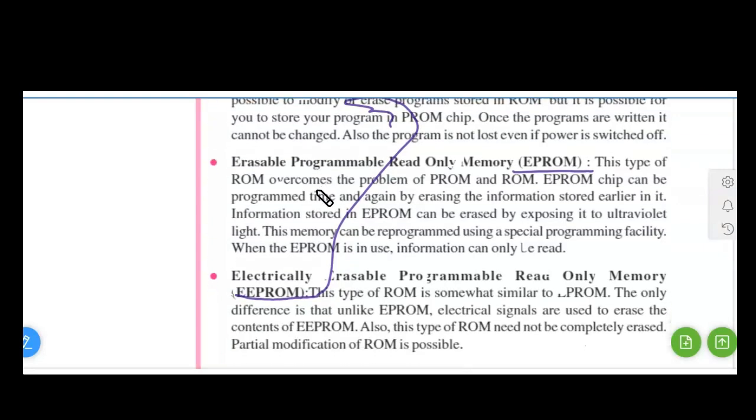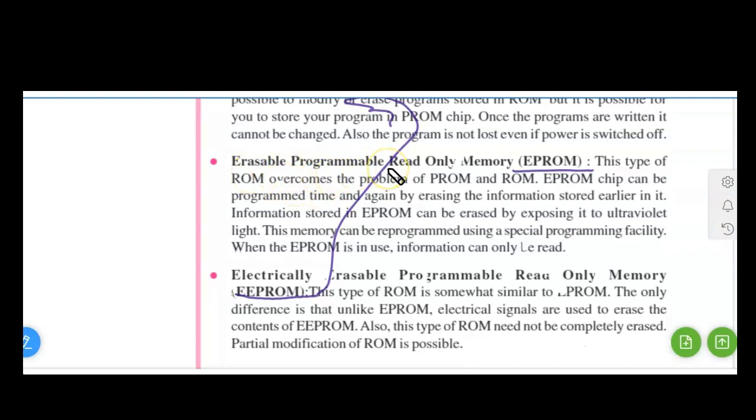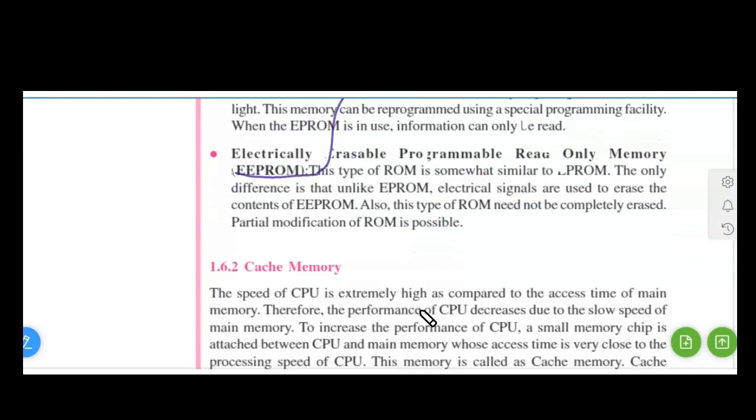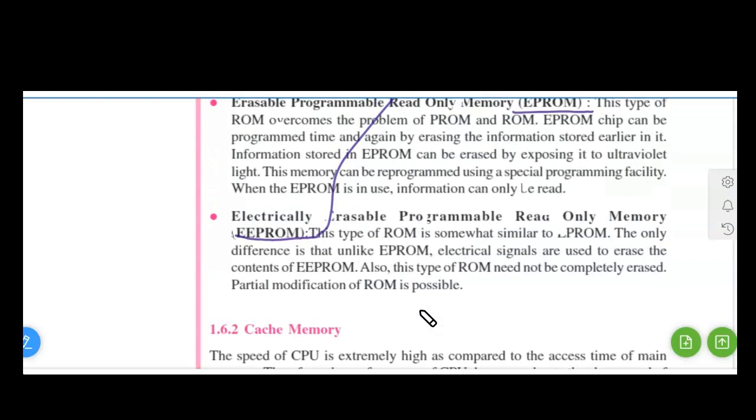Another one is erasable programmable read-only memory, or erasable programmable ROM. That means you can erase the information and you can also program it. You can put some information in, and you can also remove the information. That is known as EPROM. Next is electrically erasable programmable ROM, where you can erase information using electricity. It is known as EEPROM. So these are the classifications of ROM.